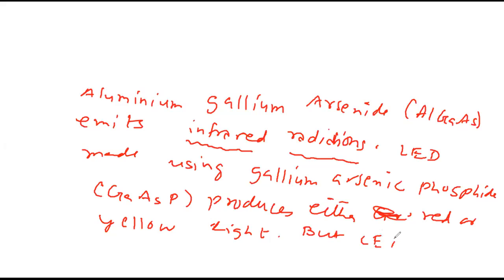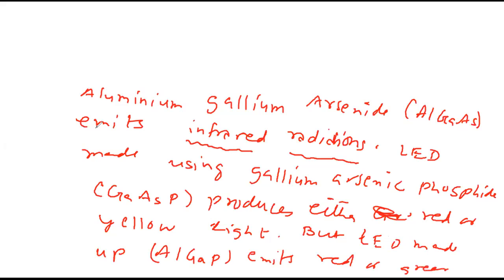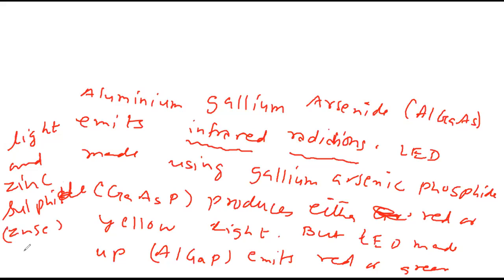But LED made up of aluminium gallium phosphide emits red or green light, and zinc selenide, ZnSe, produces blue light. Aluminium gallium arsenide produces infrared. Gallium arsenide phosphide produces either red or yellow. Aluminium gallium phosphide, red or green.